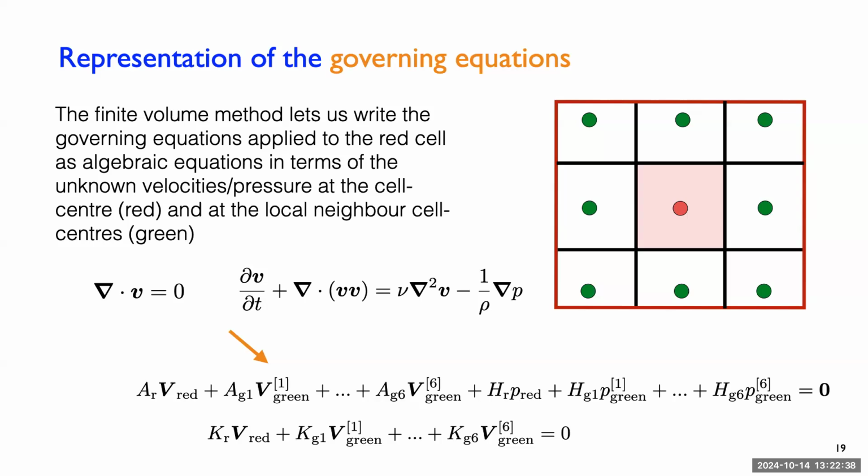And by algebraic equations, I just mean a set of simultaneous equations. Equations where it's some number multiplied by the value of velocity at this location, plus some number by the value of velocity at this location, plus et cetera, et cetera. And the same with pressure. And we'll have a momentum equation, which has a vector velocity, and the pressure equation, which is a scalar. So in 3D, we have 4 unknowns at each cell center.